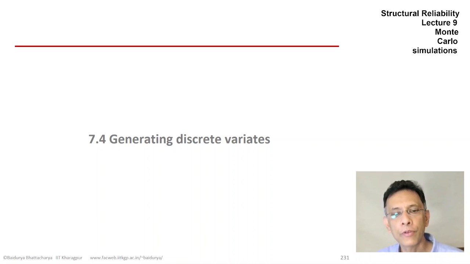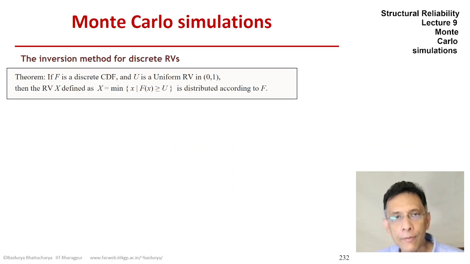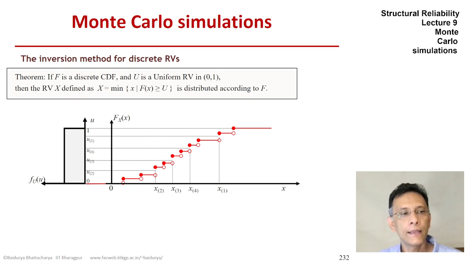Generating discrete random variables is a little more involved than generating continuous random variables. That's because the discrete CDF is not a one-to-one function. So we need to keep in mind the step function nature of the discrete CDF and rewrite the inversion theorem accordingly.